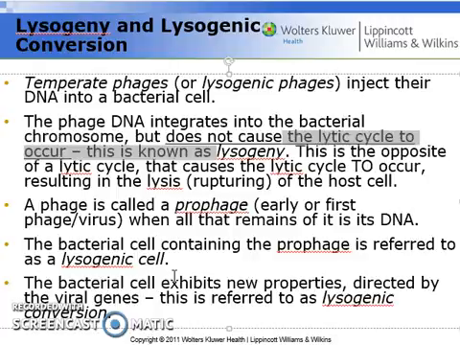Now, the bacterial cell that ends up taking up or integrating the viral DNA is going to be referred to as a lysogenic cell. And then as the bacterial cell starts to express the viral genes, it's going to be referred to as a lysogenic conversion. So that means that the bacterial cell is taking on and expressing any of those genes that were encoded by the viral DNA that was integrated into it.